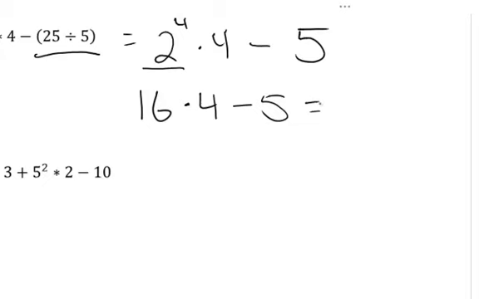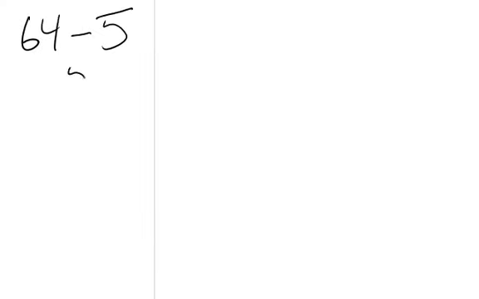I have multiplication. 16 times 4 is 64. Finally, 64 minus 5 gives me 59. There's my answer. Okay, so let's take a look at the next problem that I have here.